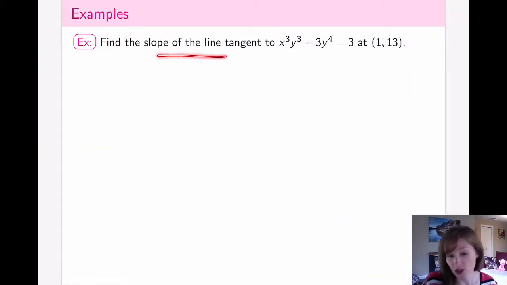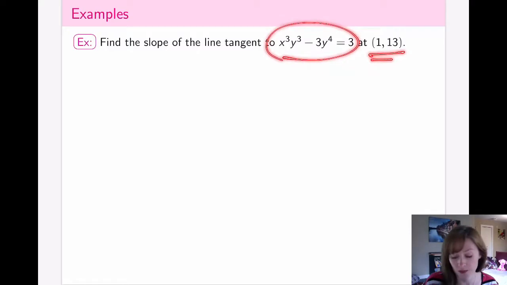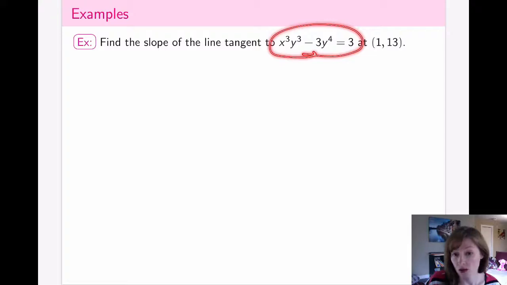Slope of the tangent line, of course, is a derivative. So this question is just asking to compute the derivative of this function at this point. Great. So let's take a look at this function here: x cubed y cubed minus 3y to the 4th equals 3. Clearly, y and x are all mixed in together. This function is given to us not directly.